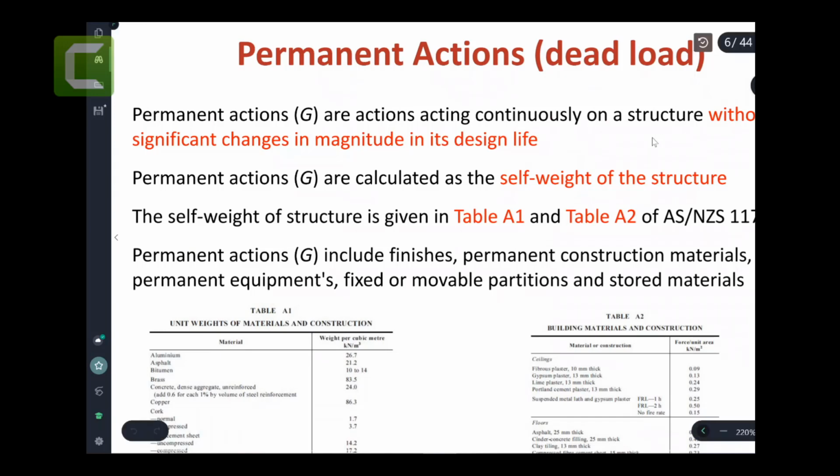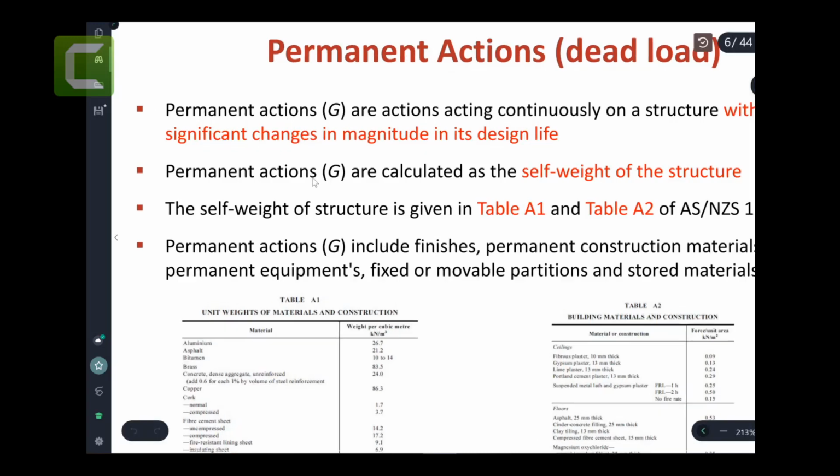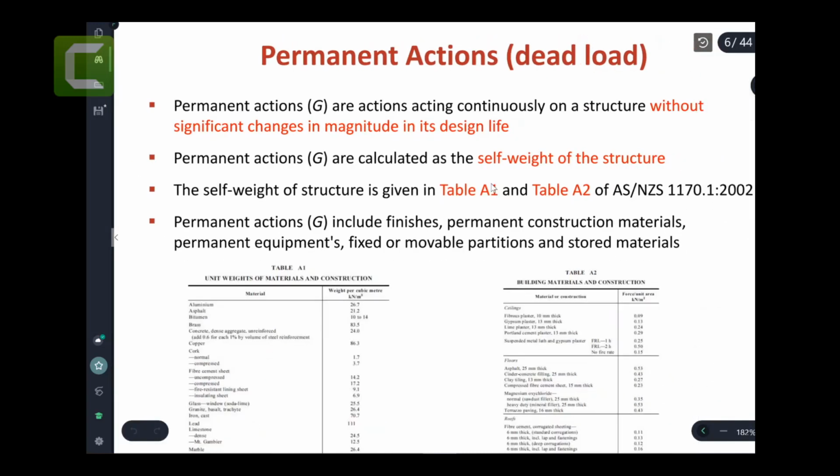And also the covering and finishing sitting on our beams and slabs are always there as well. Without significant change in the magnitude, nothing is going to change. So it's always going to be there, right? If we're designing a swimming pool, you cannot consider the water as dead load because they can remove it and put it back. So it's only the loads which are going to stay.